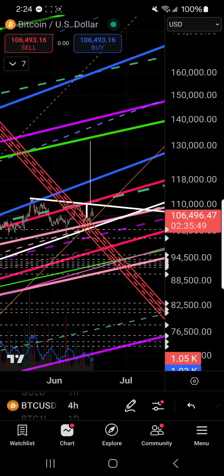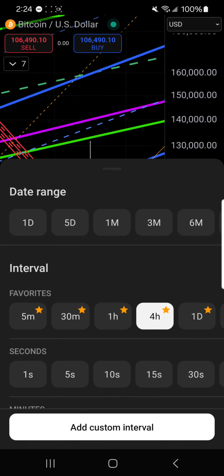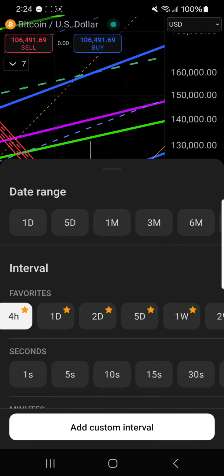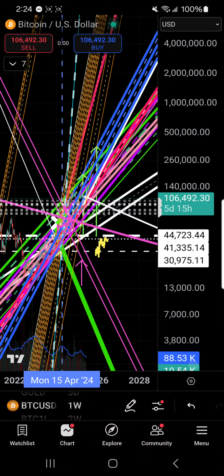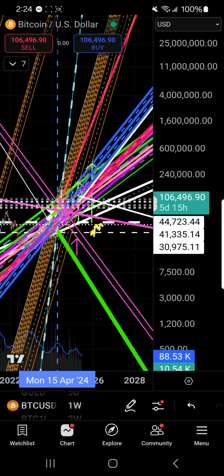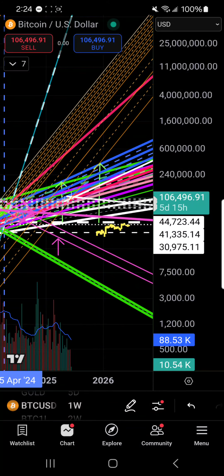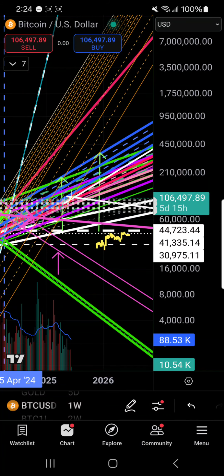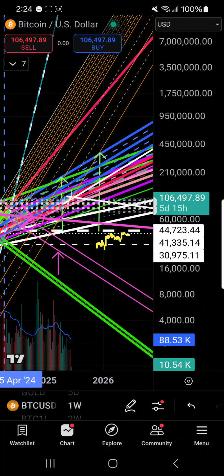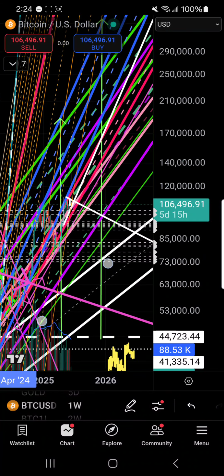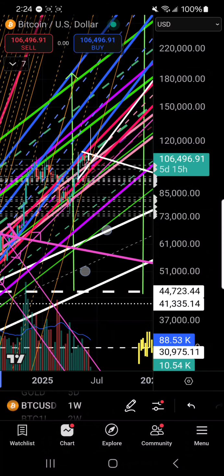Well, let's switch to a weekly time frame. And we may have to switch to another chart too. Now this is an old chart. This chart is called, what is it called? It's called white, green, blue, and orange. That is the name of this chart. Because it has the white, green, blue, and orange channels.